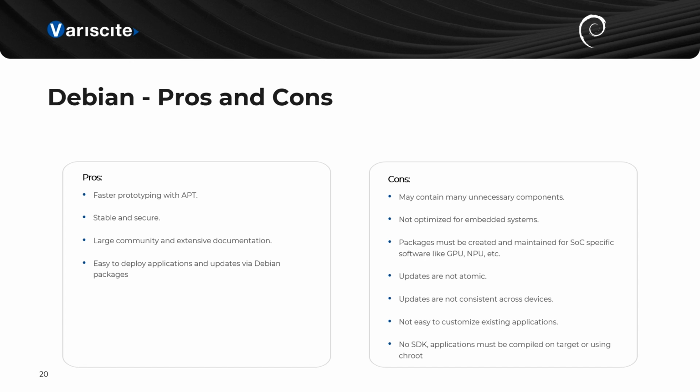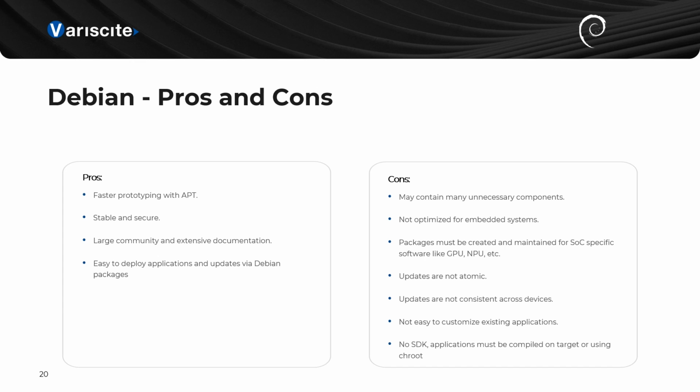Debian has a large and active community, along with extensive documentation. This richness of resources makes it easier to find solutions to problems, learn best practices, and get support when needed. Deploying applications and updates is straightforward with Debian packages. This ease of use simplifies the maintenance and updating of your system, ensuring that your application remains current and secure.